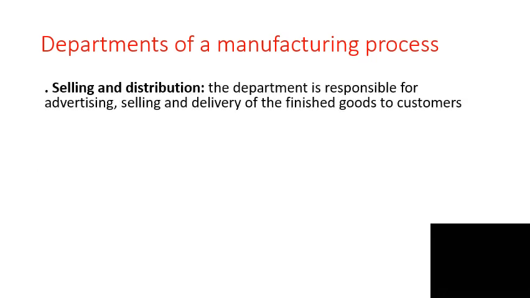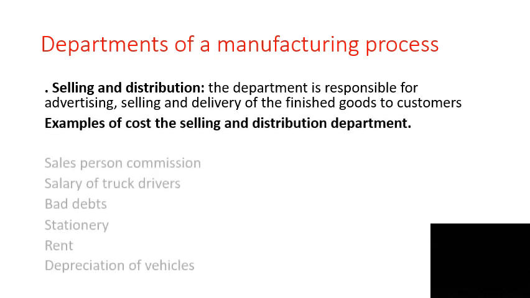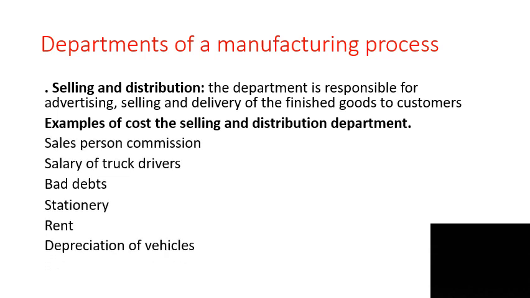The last department is selling and distribution. The department is responsible for advertising, selling, and delivery of the finished goods to customers. Examples of costs include salesperson commission, salary of truck drivers, bad debts, stationery, rent, depreciation of vehicles, and advertising.